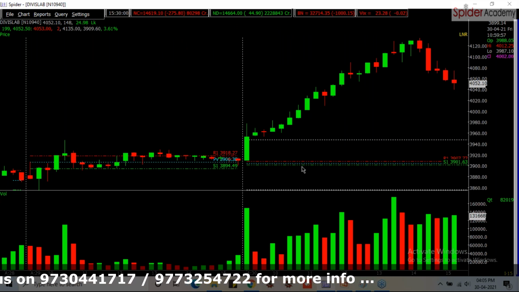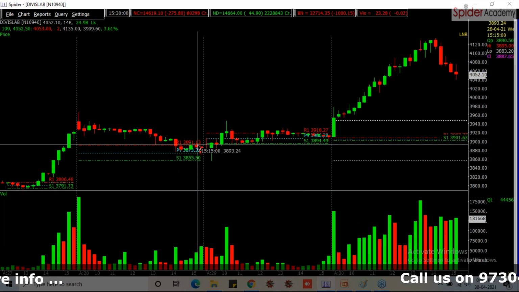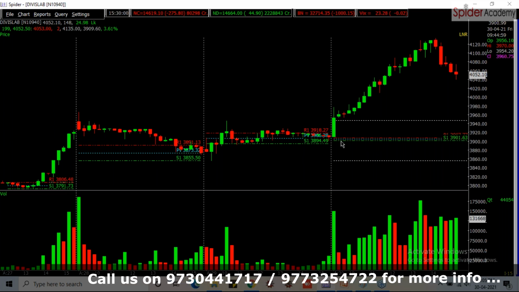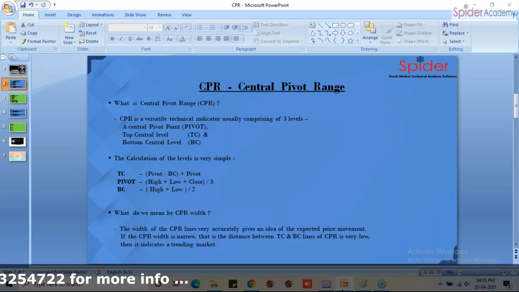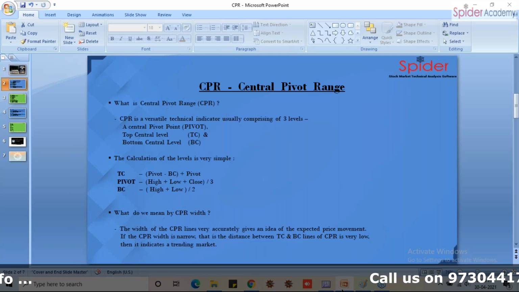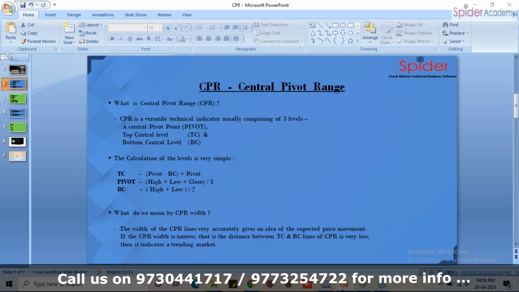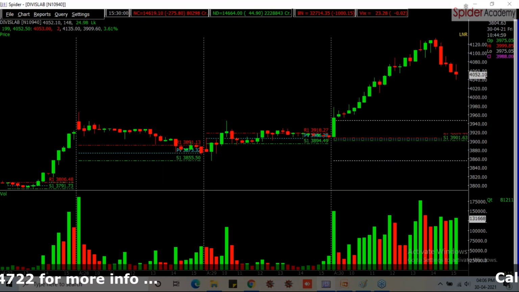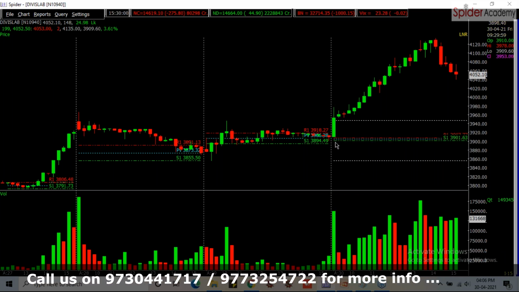If we closely watch the CPR, we can see that on some days the CPR width is broad and on some days the CPR width is narrow. So what does that mean? The CPR width very accurately gives an idea of the expected price movement. If the CPR width is narrow, the distance between the top central level and the bottom central level is narrow.